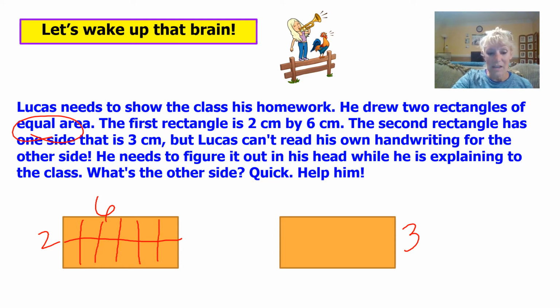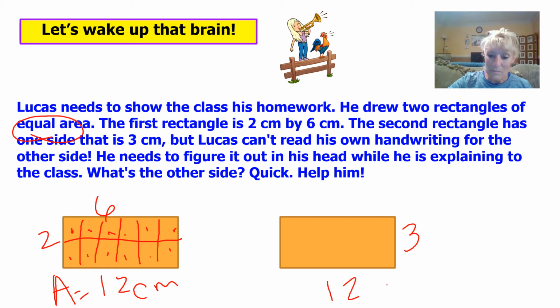All right, so then I count the area on the inside. 1, 2, 3, 4, 5, 6, 7, 8, 9, 10, 11, 12. So I know that my area equals 12 centimeters. All right, so now I'm trying to get the other side to be 12 centimeters. So basically I'm asking myself, 3 times what equals 12? And I know that 3 times 4 equals 12.